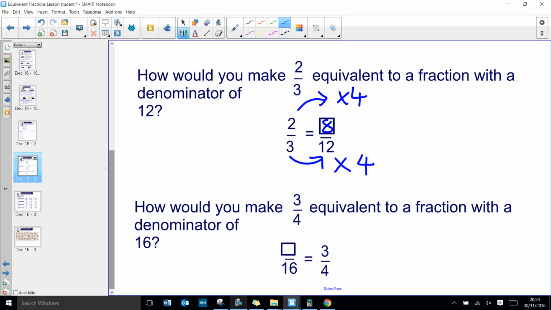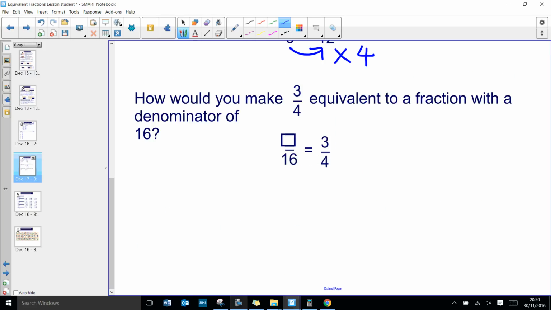And our final example on this page, we've actually written the other way around, so we're starting at a 4 and we end up at a 16, so we're getting bigger, so we're timesing by 4. So we will multiply our 3 by 4, which gives 12 over 16.